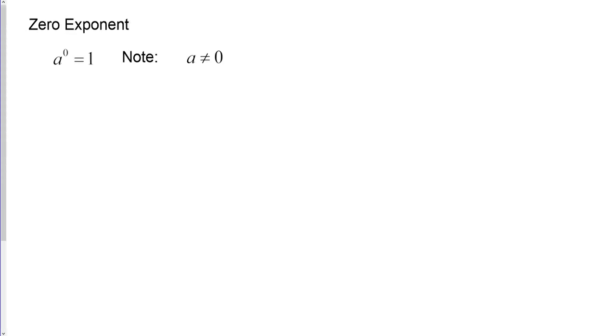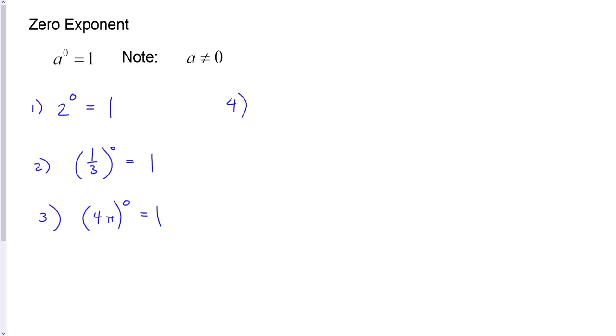Alright, so zero exponents are very simple. If you have an integer raised to the zeroth exponent, that's equal to 1. 2 to the zeroth power is 1. Or if you have, say for instance, a fraction raised to the zeroth exponent, that's equal to 1. No problem. Even if it's some sort of irrational number, like 4 pi, for instance, you raise that to the zeroth power, the result is 1.